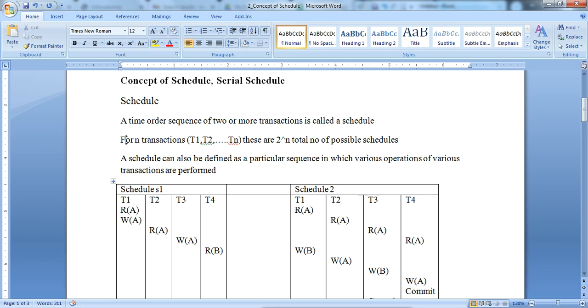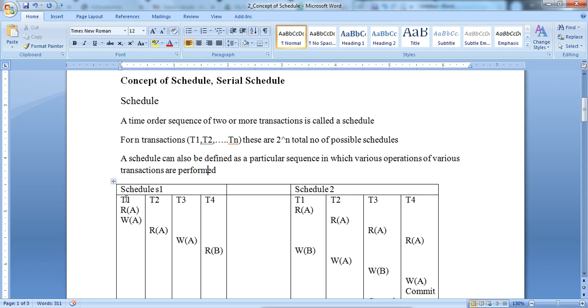Now for n transactions T1, T2 up to Tn, there are 2 raised to n total possible schedules. If we have a set of transactions, then the possible schedules will be 2 raised to n. A schedule can also be defined as a particular sequence in which various operations of various transactions are performed.